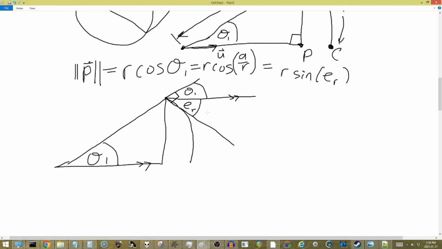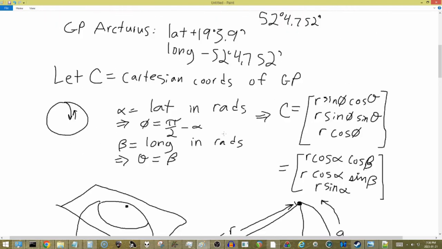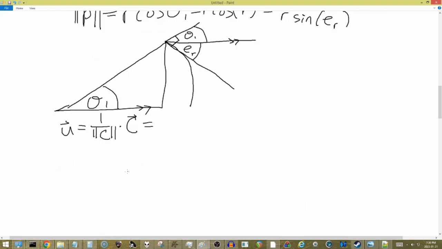What is the vector u? So u is this vector right here. u equals 1 over the magnitude of c times the vector c. Points and vectors are basically the same thing; you consider a vector having its tail at the origin. So remember what we had c as up here. If we just divide that by r, all these r's go away, right? Because r is the magnitude of c, because it's on the surface of the Earth. So u equals cos alpha cos beta, cos alpha sine beta, sine alpha.